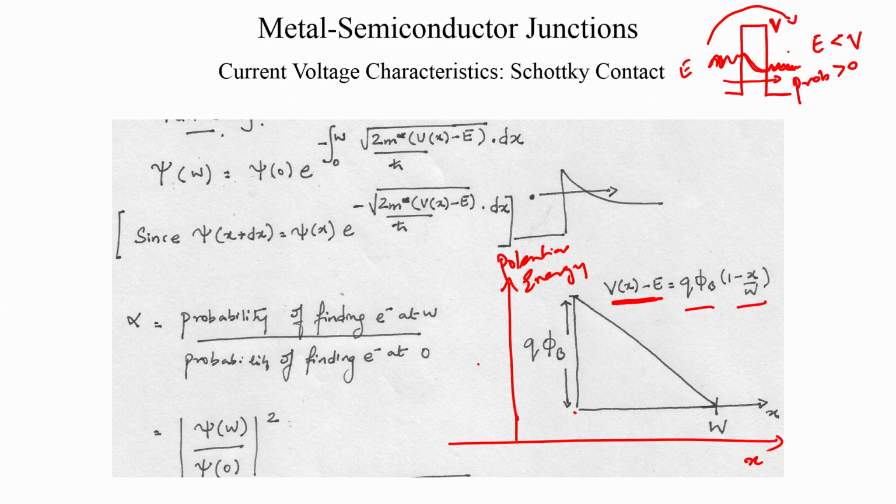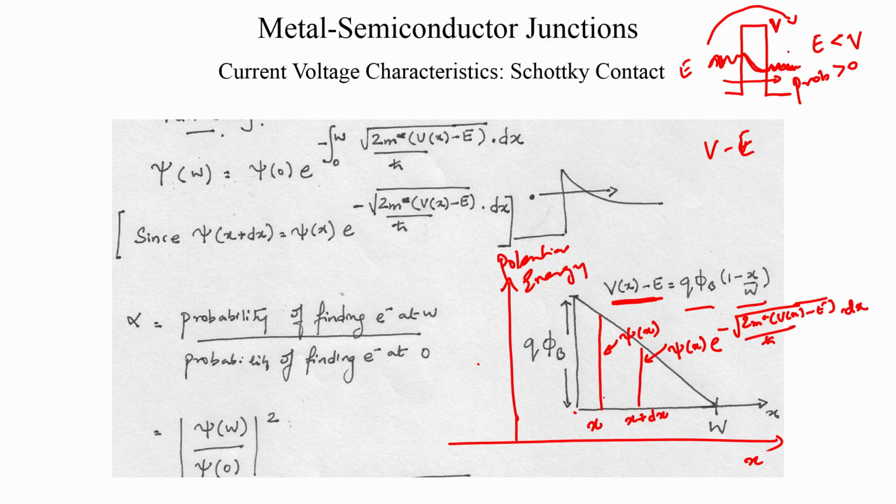If you remember the tunneling through a rectangular barrier, you found that the probability had an exponential dependence on V minus E. We are going to borrow that idea and say that if I know the wave function psi of x, the wave function at x plus dx is simply going to be psi of x times e to the power minus square root of 2 m star (V(x) minus E) divided by h bar, times dx.